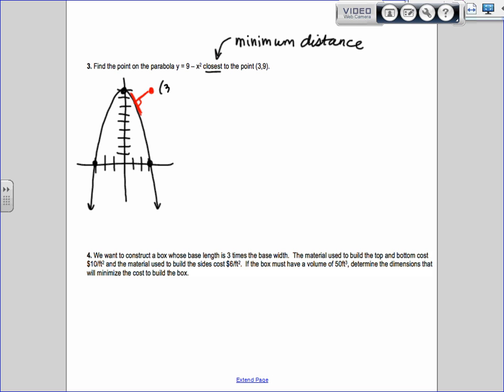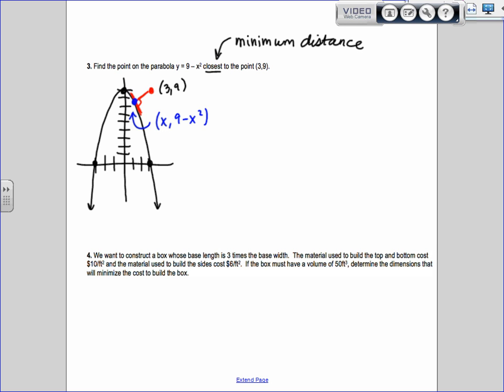All right, so this is the point 3, 9. All right, this point that I've marked in blue, this point is in the form x, 9 minus x squared. Do you guys understand that? Like at some point on the parabola 9 minus x squared. So whatever x value you have, the y value is just 9 minus x squared.